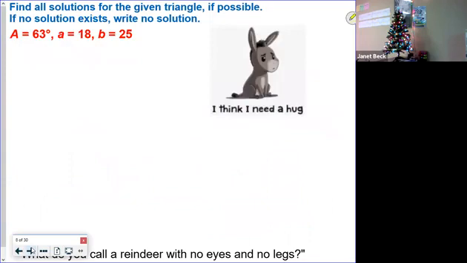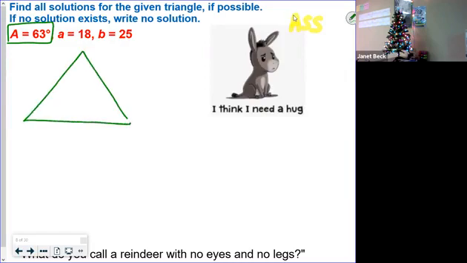Okay. Find all solutions for the given triangle, if possible. If no solution exists, write no solution. A little hint here. We have been given a little donkey. And in fact, we really have been given a little donkey. Let's draw this. We've been given one angle. So where am I going to put it? I'm just going to draw some random triangle here. And I'm going to put the angle I've been given on the lower left.